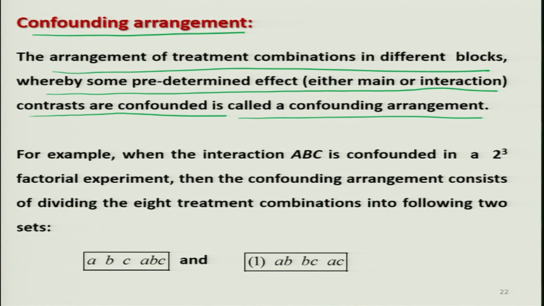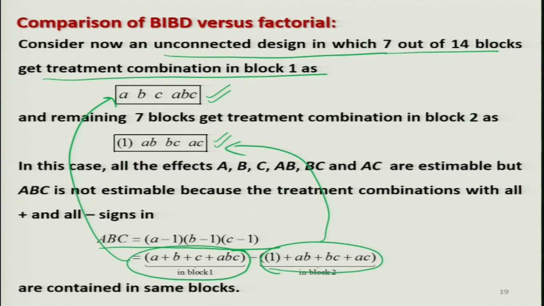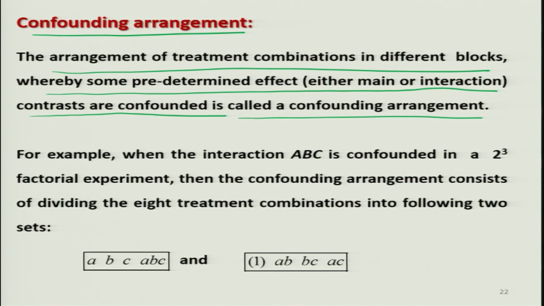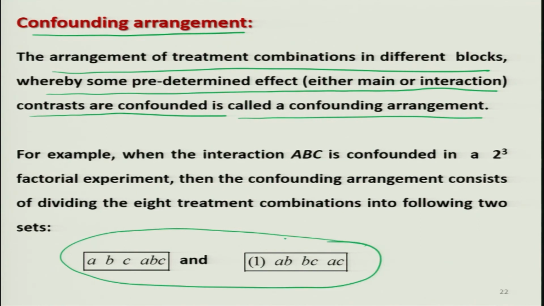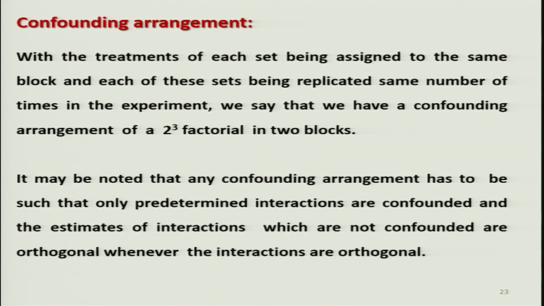For example, you have just seen here how you have chosen the 4 treatment combinations out of 8 treatment combinations A, B, C, AB, BC, AC, ABC and 1, which of the treatment combinations are to be assigned in block number 1 and block number 2, such that ABC gets confounded, right. So, this arrangement is called a confounding arrangement. This is the same arrangement which I just showed you, that if you want to confound ABC in the 2 cube factorial experiment, then you need to choose these 4 treatment combinations ABC, A, B, C in one block, and 1, AB, BC and AC in another block. So, this is called a confounding arrangement, that is the simple terminology, right.